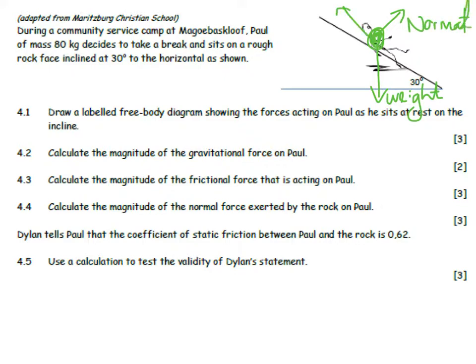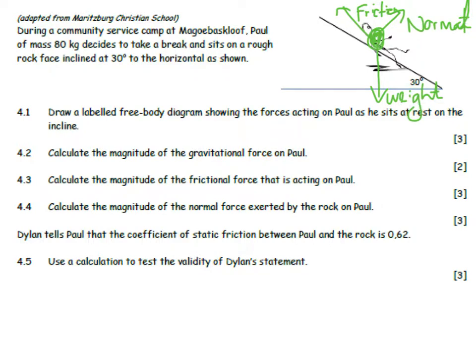Sometimes it's friction, sometimes it's a rope. What does it say? He sits on a rough rock, so that must mean it is friction. Do not add any other forces in. You may need them for calculating, but that is your force diagram. If you go and put the components of weight in, you end up double representing weight, and that's incorrect.